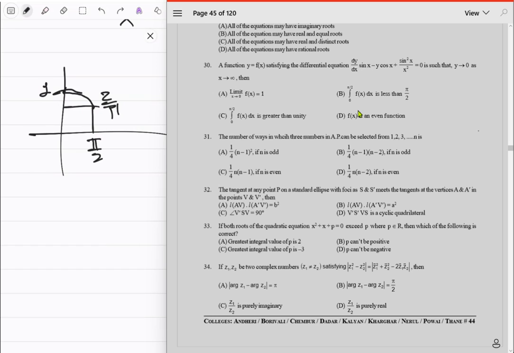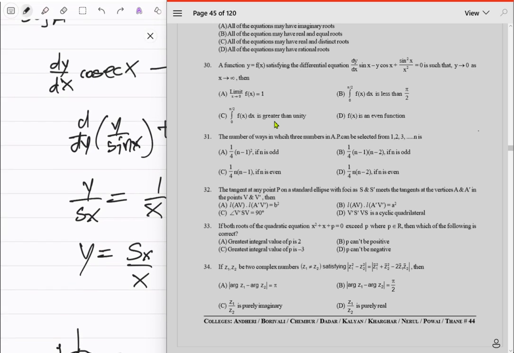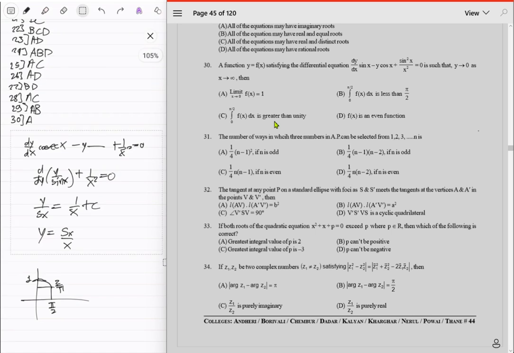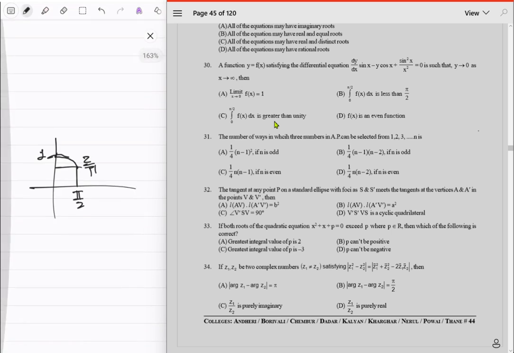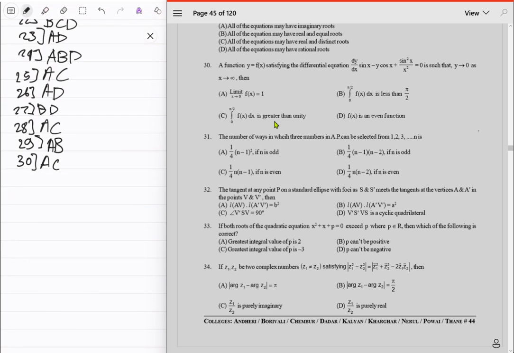Wait, was that the thing? Upon x is like 2.5 for sure, just so 1, right? So this thing is bigger than unity, so C is correct. C is correct, and it's less than pi upon 2, sure it is, look at this. So B is also correct, so the answer will be A, B, C. Is the following correct, right? Okay. Or f(x) is an even function? Yes, so D is correct. So 31, next question.